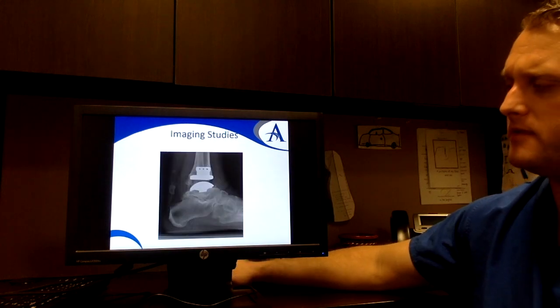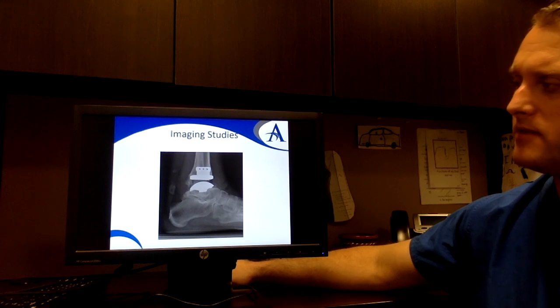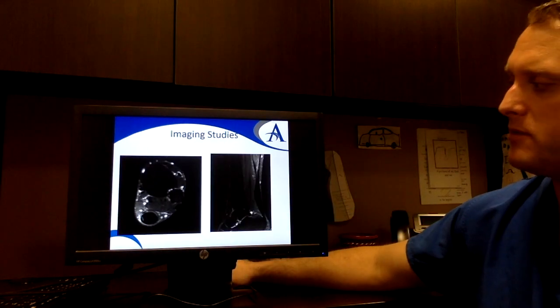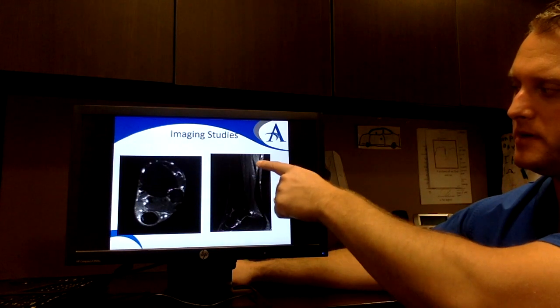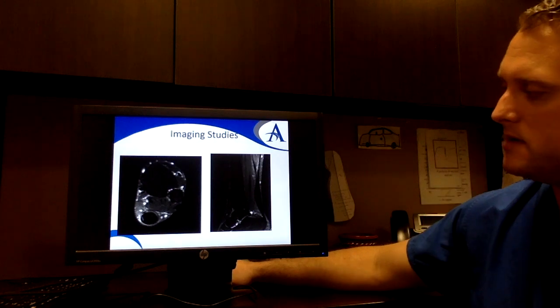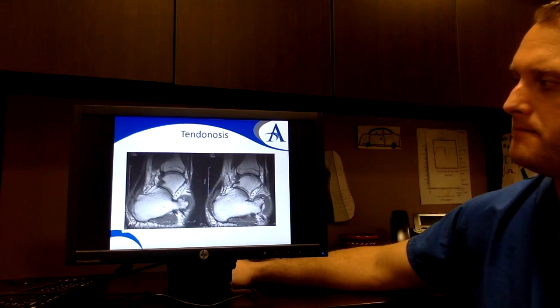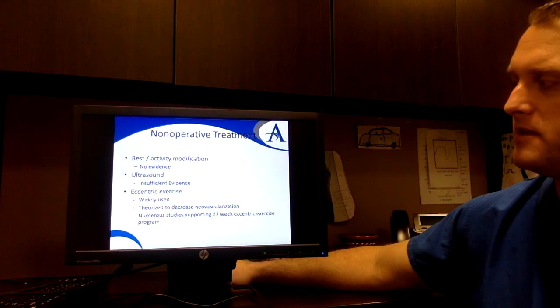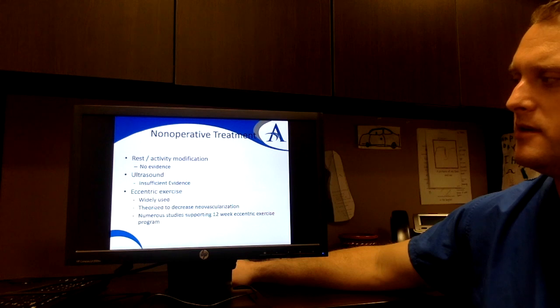Here's an example of a guy who had an ankle replacement who has calcifications within his tendon. MRI showing a thickened fusiform appearance of the tendon with a central area of edema. Similar picture here. So pretty much the same pathologies as the insertional, as far as the treatment modalities go.